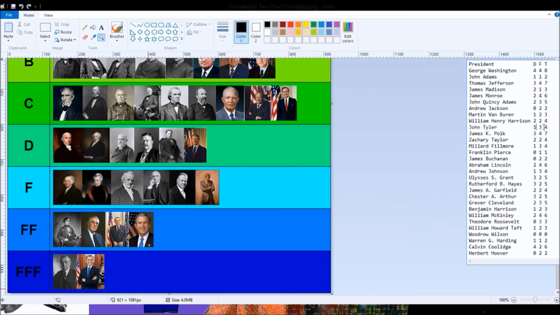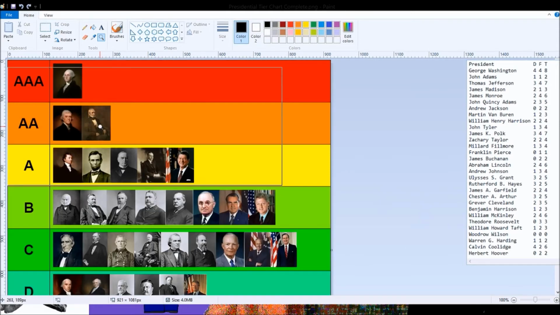So I gave him a middle rating of a 4 and a C rating. Well, 4 for a total. Foreign policy was a 3. So anyway, next president, James K. Polk. James K. Polk in the AA category. You may wonder, what did James K. Polk do to get into the AA category?